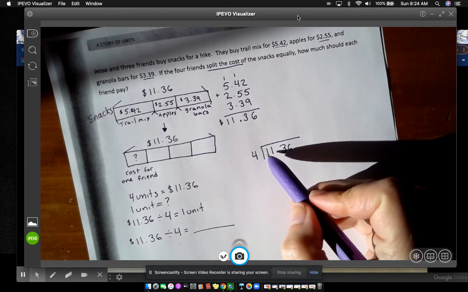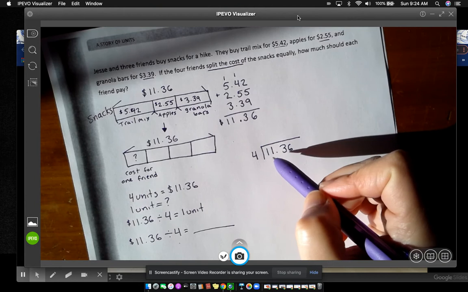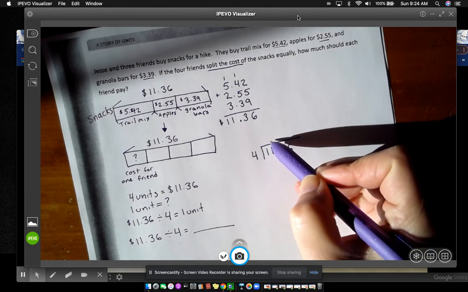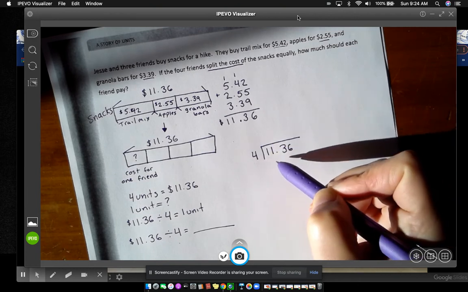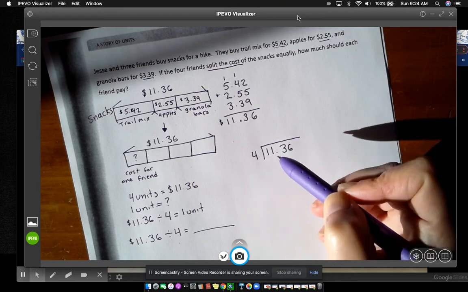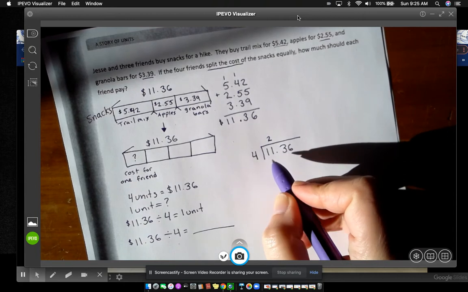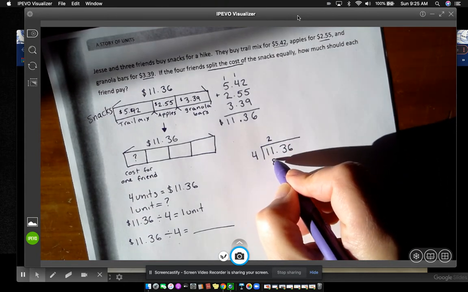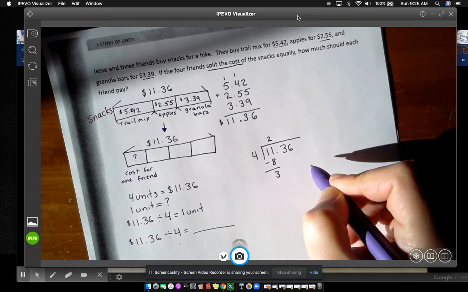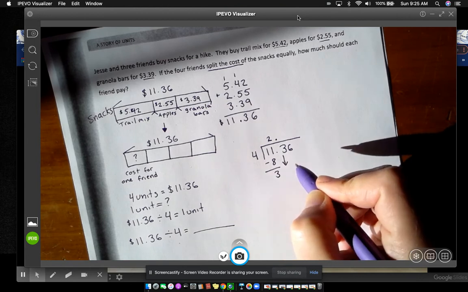Okay, $11 split into 4 groups. Each friend could pay, if they pay once, I use up 4 of them. If they pay $2 each, then I use up 8. If they pay $3 each, then I use up 12. So I'm going to go with 2 because I can't go over 11. 4 times 2 is 8. 11 take away 8 is 3. I'm going to put my decimal point back up and bring down my next place value.